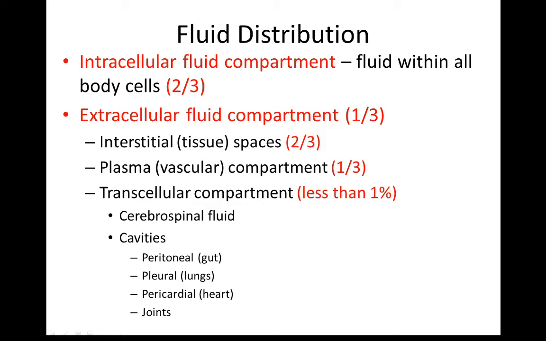When we consider body fluids, we categorize them as either being intracellular or extracellular. The intracellular fluids are fluids within the cell, so within the cell wall, but the extracellular fluids consist of fluids within the blood plasma or the vascular compartment, and the fluid that lies in the spaces between the cells, which we call the interstitial spaces.